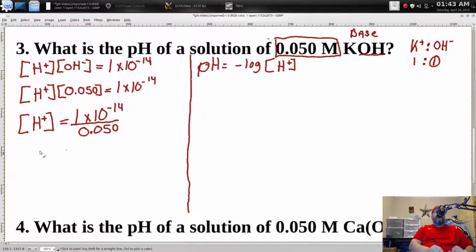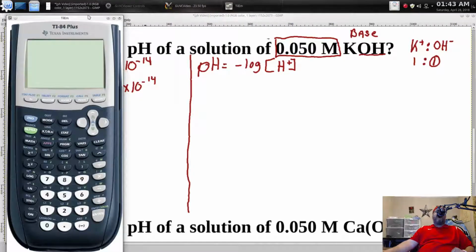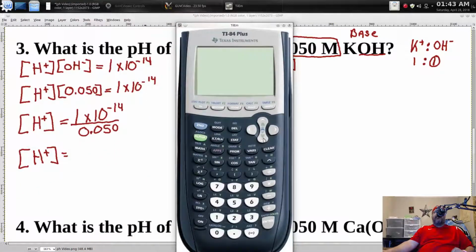All right, there's that. Now let's use a calculator to get this hydrogen ion concentration. We're going to pull our calculator back up. We'll move it over just a little bit so we can see this. So we have 1 times 10 to the negative 14. Remember, you can type 1, then hit second, and the button above the 7, which is this EE, which means times 10 to some power. We're going to go ahead and type in negative 14 there, and then we'll press divide because all that's in our numerator. Divided by 0.050.